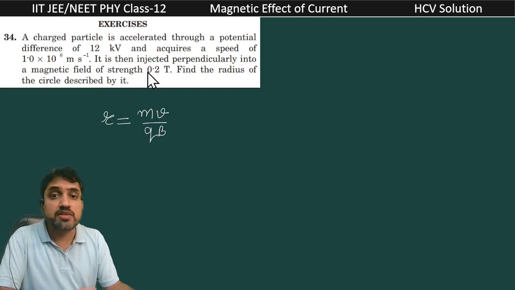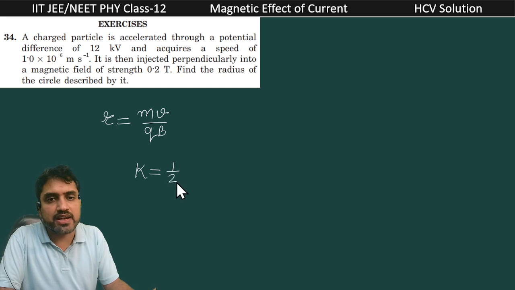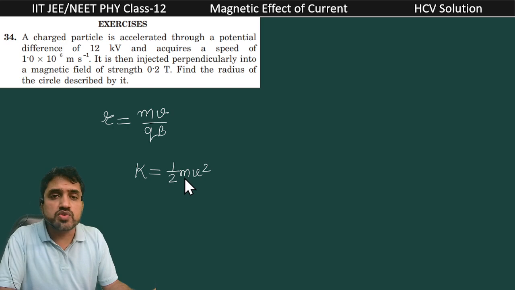But in this question, velocity is given and energy is given. This energy K will convert into kinetic energy, that is half mv square. So we can find the value of m from this equation. So m will be equal to 2K divided by v square.